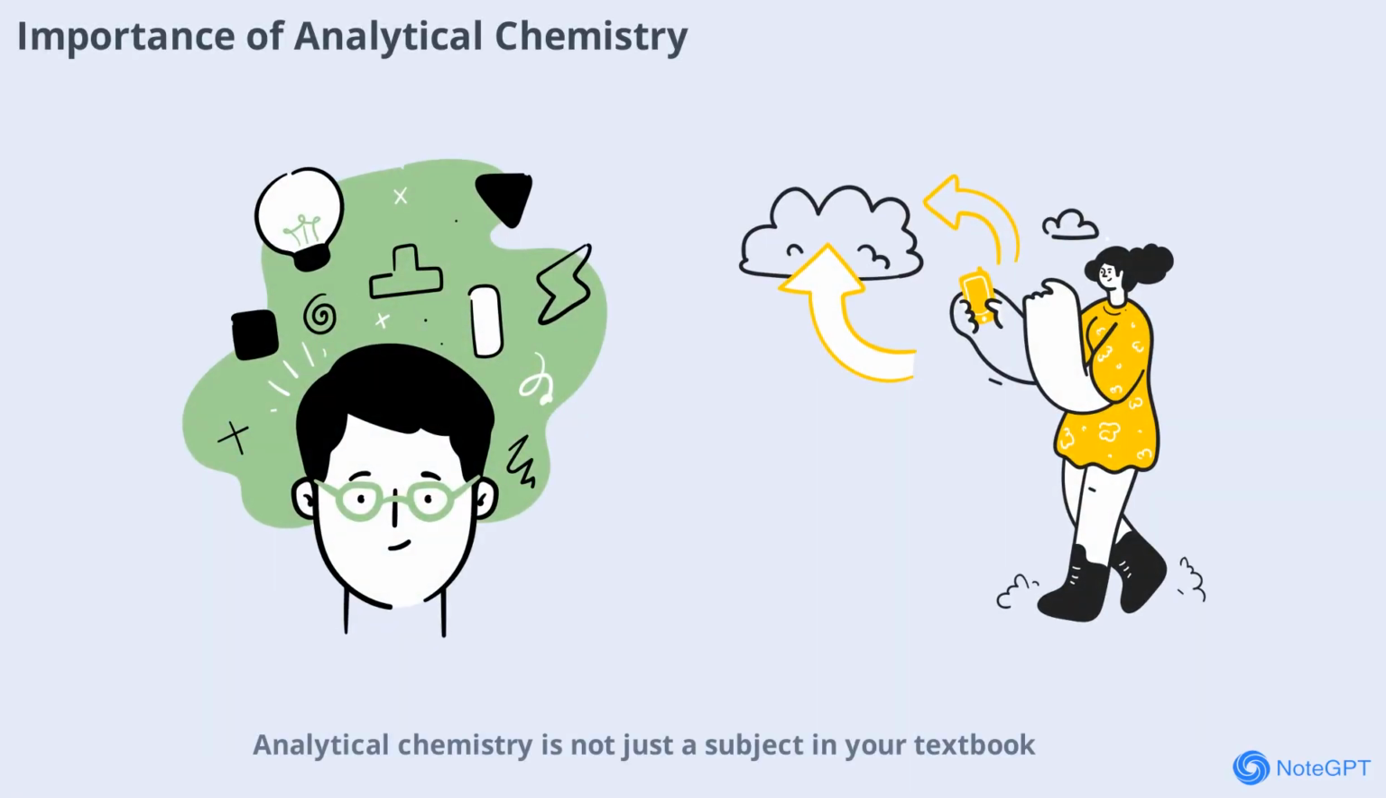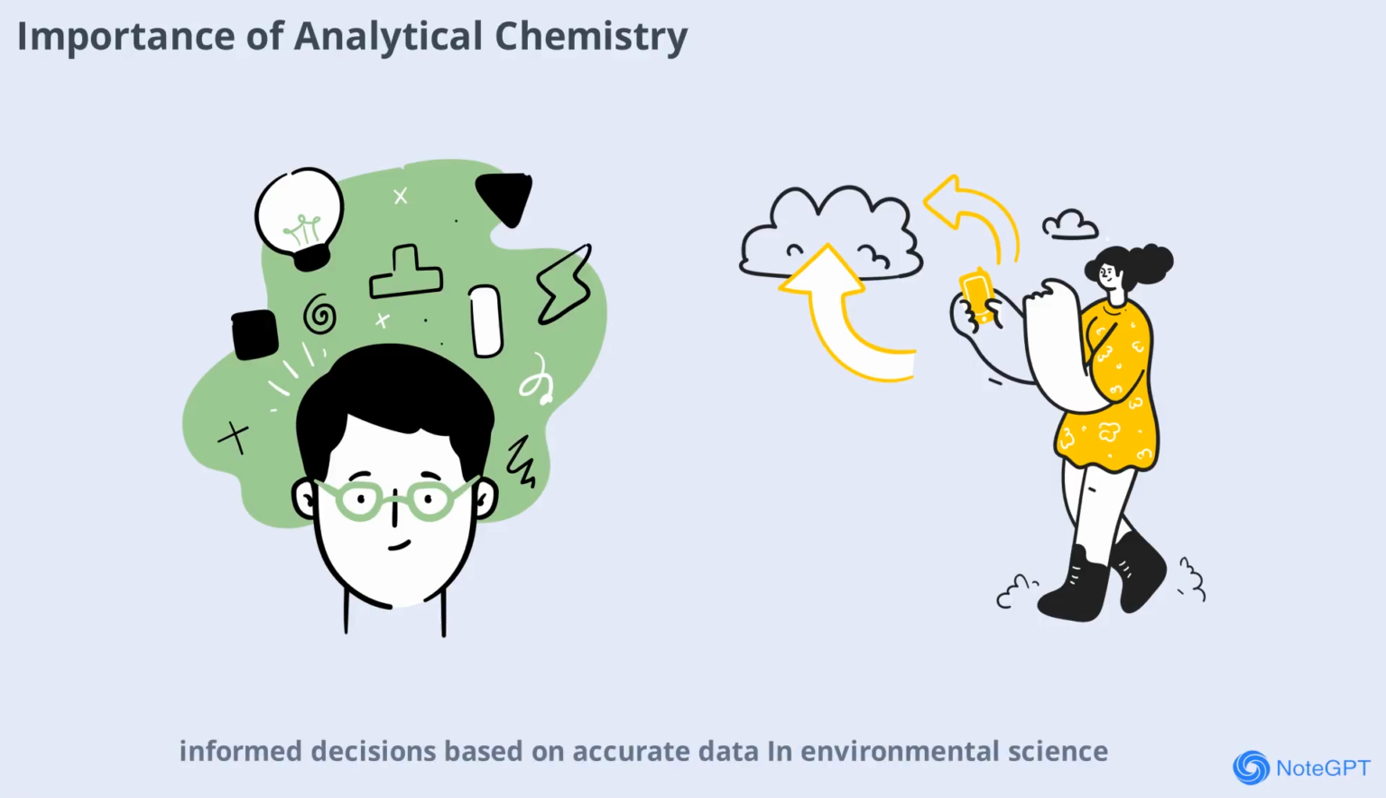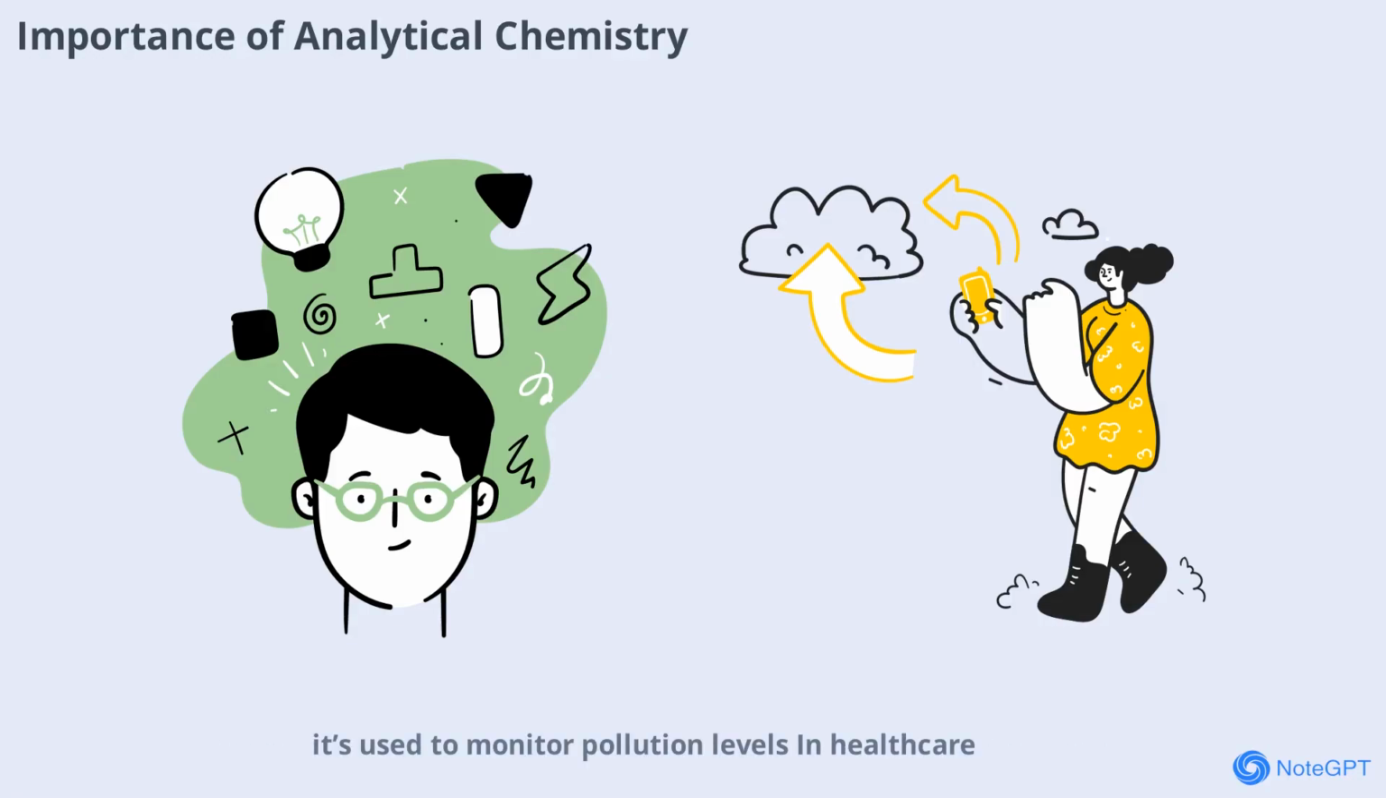Analytical chemistry is not just a subject in your textbook, it's a vital part of many industries and research fields. From ensuring the safety of our food and water to developing new medicines and materials, analytical chemistry is everywhere. It helps scientists and engineers make informed decisions based on accurate data. In environmental science, it's used to monitor pollution levels. In healthcare, it ensures the correct dosage of drugs. The importance of analytical chemistry cannot be overstated, as it underpins the reliability and safety of countless products and processes.